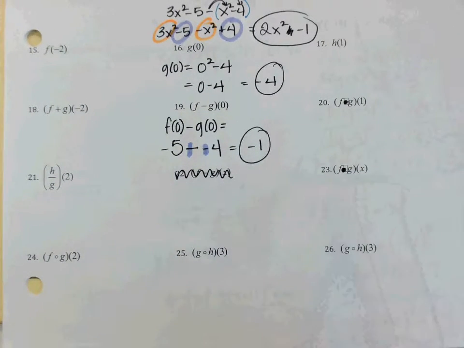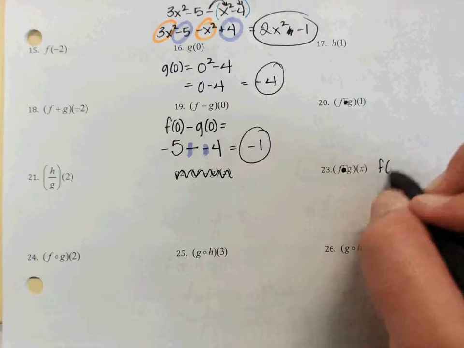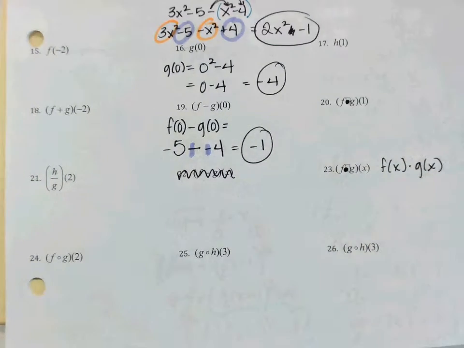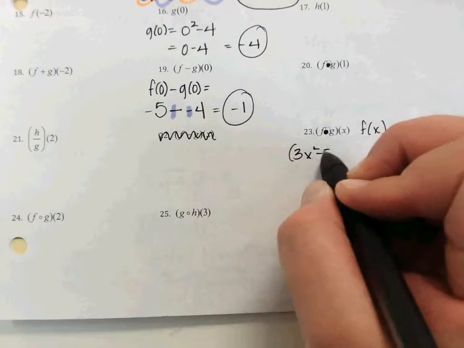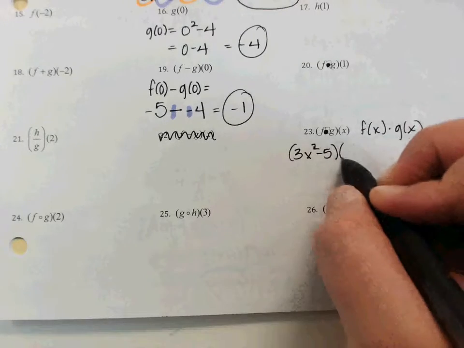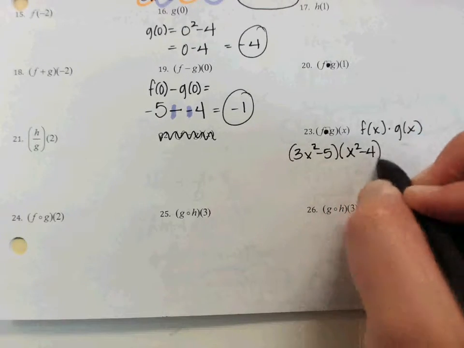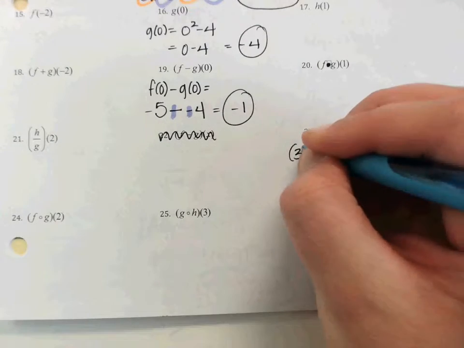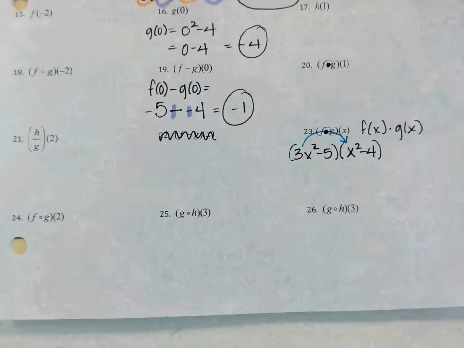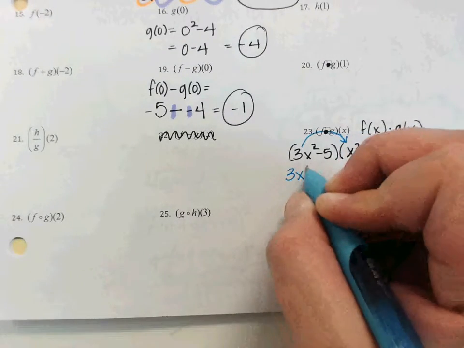Since we're skipping that one, let's do 23. F times g of x is f of x times g of x. What's f of x? 3x squared minus 5. And then what's g of x? X squared minus 4. Now, you should have already learned how to do this in Algebra 1. You'll have to distribute. So what is 3x squared times x squared? 3x to the 4th.